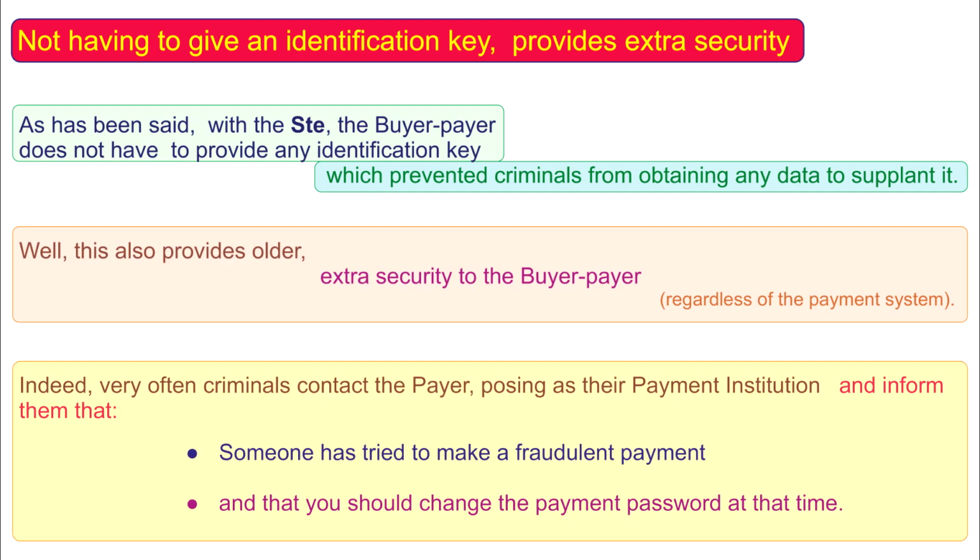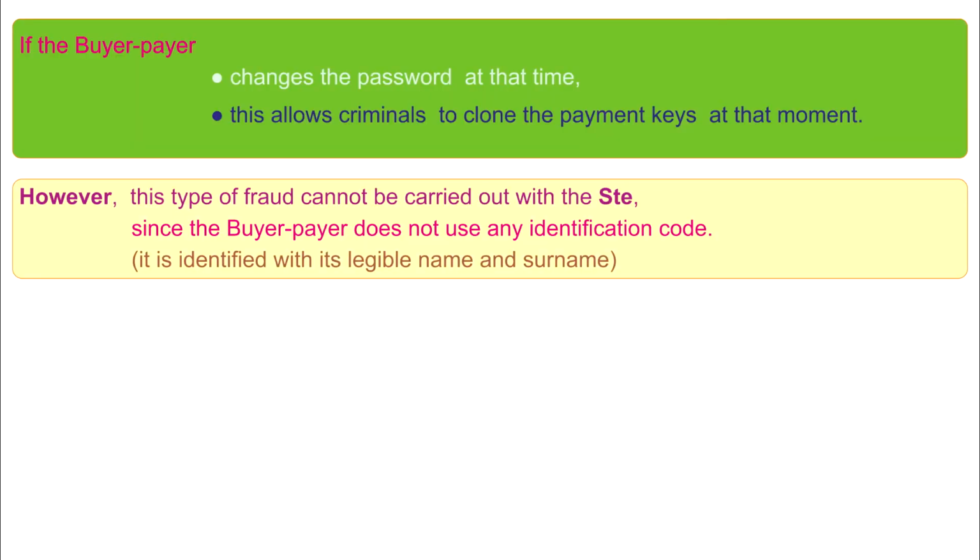Indeed, very often criminals contact the payer, posing as their payment institution, and inform them that someone has tried to make a fraudulent payment, and that they should change the payment password at that time. If the buyer-payer changes the password at that time, this allows criminals to clone the payment keys. However, this type of fraud cannot be carried out with the STE, since the buyer-payer does not use any identification code; it is identified with its legible name and surname.